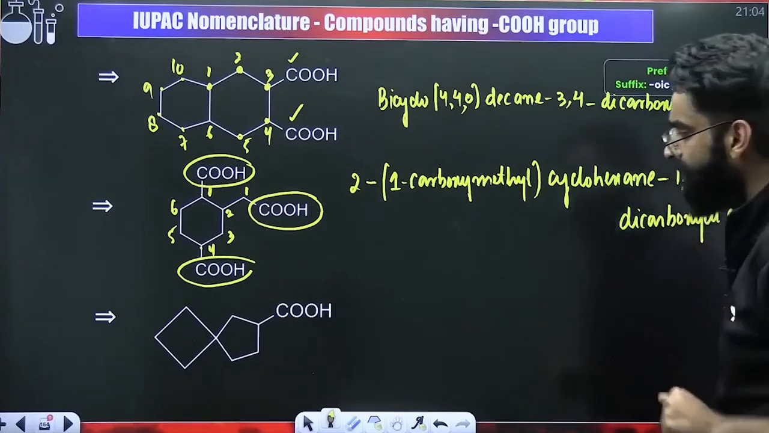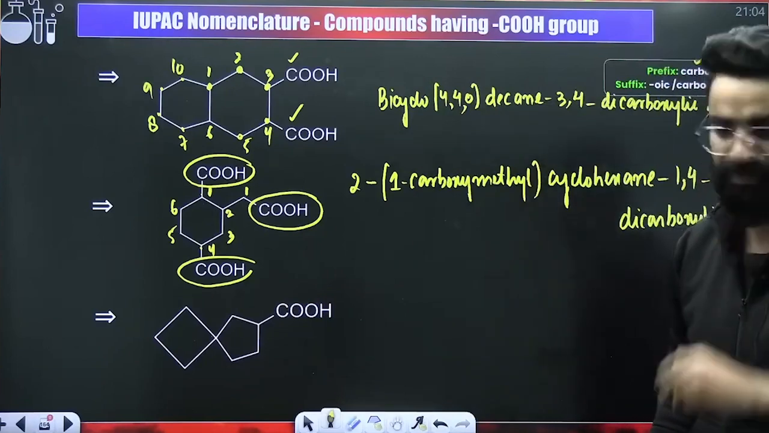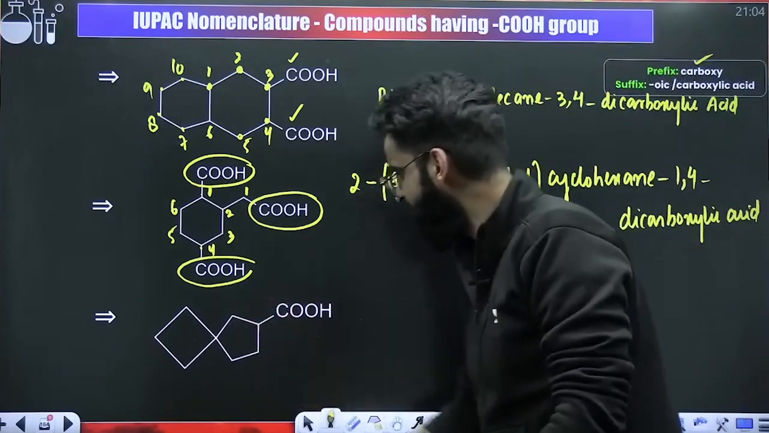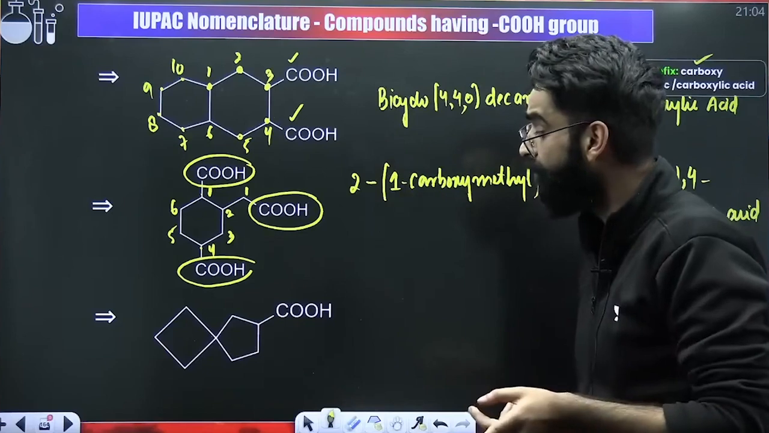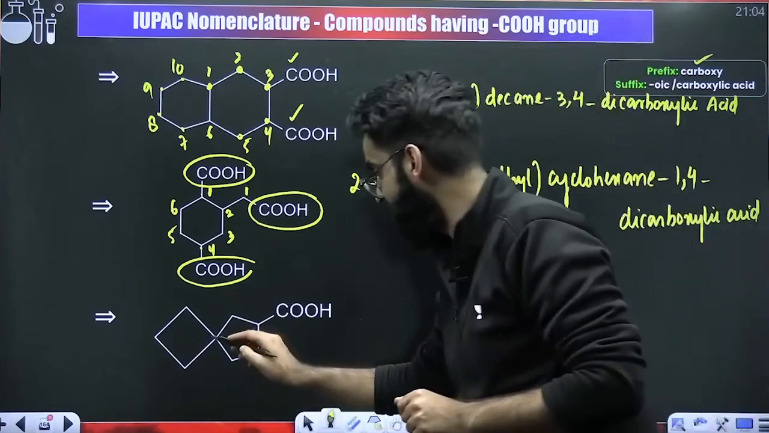Dicarboxylic acid, right? Look at the next one. The next one is a Spiro compound. In the Spiro compounds, which ring do we need to prioritize first? The one with the smaller size ring.